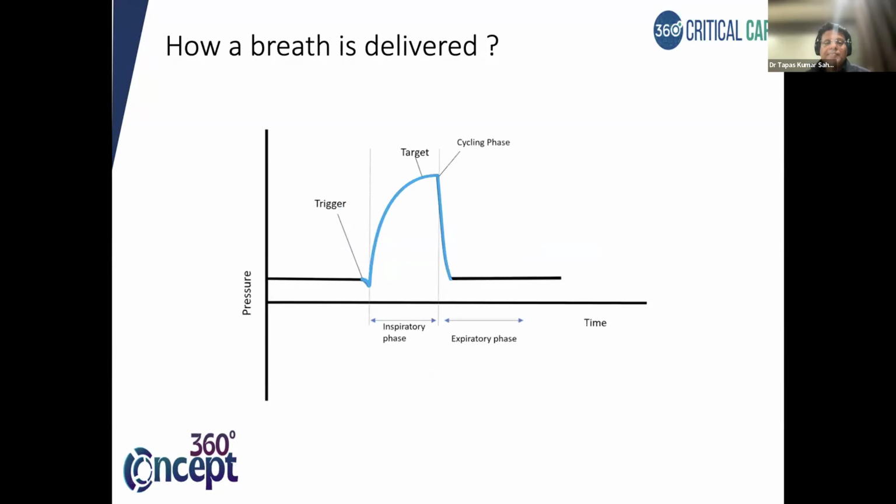Now, once the target is achieved, then there would be a cycling phase. And the cycling phase would take our patient or the ventilator to the expiratory phase, and it would again come to the set PEEP level, and it will continue, and then there will be a new trigger, and the patient will again be taken to the inspiratory phase with the target and the cycling phase. Clear? So this is a basic idea of how a breath is delivered.